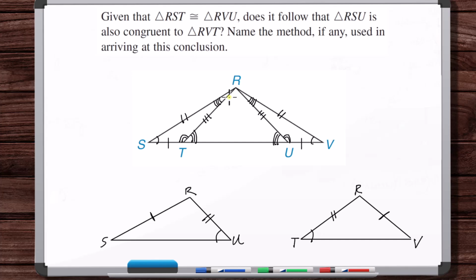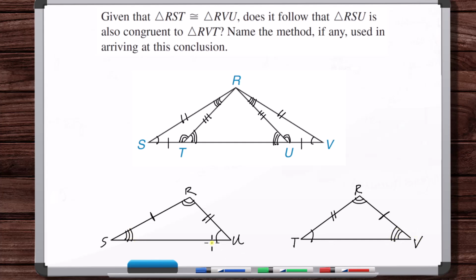But we can also see that this here is angle SRU, and this here is angle VRT. Those are the same angle, because angle SRU is this angle plus this angle, and angle VRT is this angle plus this angle. That's the same angle, so these two are congruent. If we know two angles of a triangle are congruent, then the third angles must be congruent.